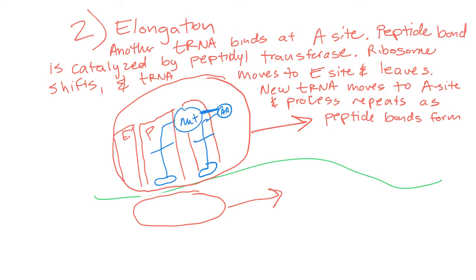All right, so this process will go continuously. And each time you go through, you add another amino acid to this chain. And so the chain keeps on getting longer and longer and longer.